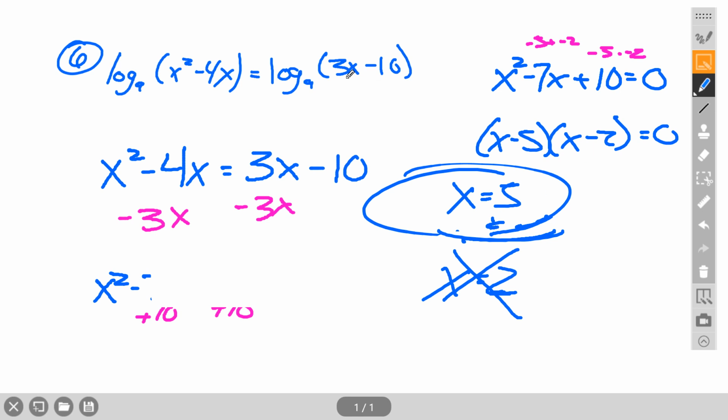2 does not work because when you plug it in, you get negatives, and you can't take a log of a negative. So 5 is the one that works.